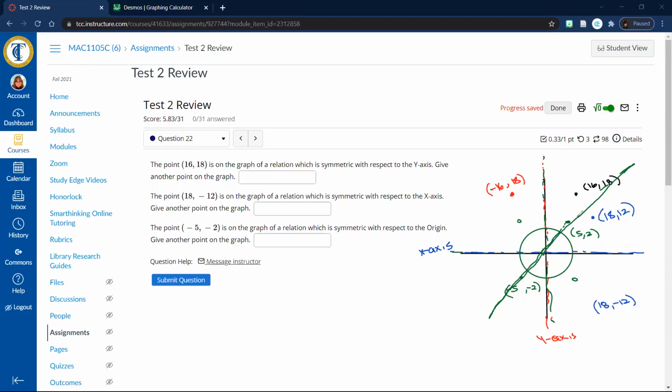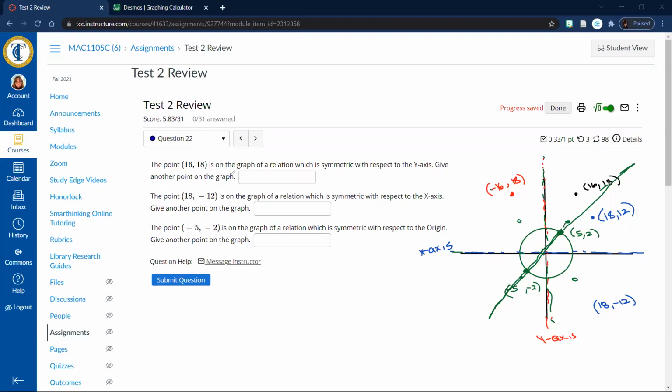It's a circle, right? So all this is saying is that if you have this point here, and we'll say that this is our -5, 2, then you also have this point here, which is 5, 2, in order for it to be symmetric with respect to the origin. So the answer would be 5, 2, right? Yep. Okay.